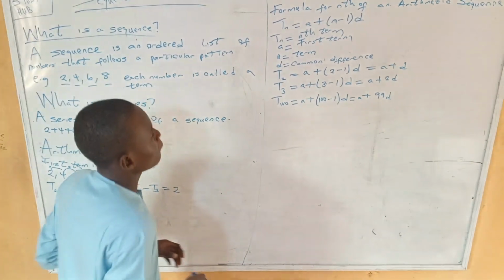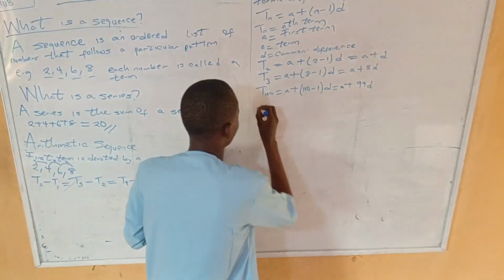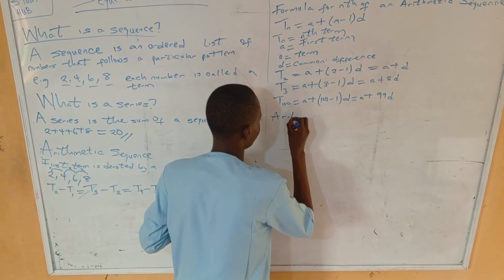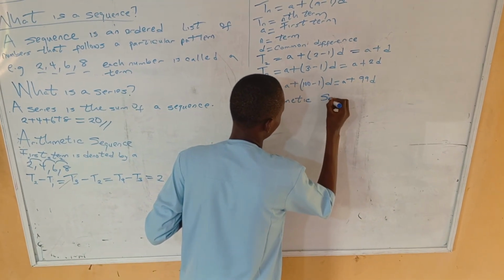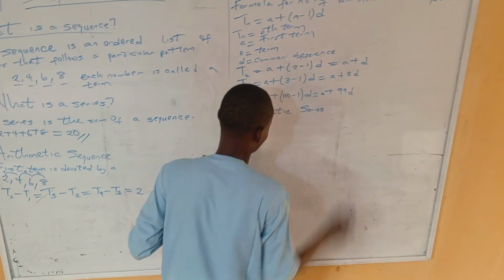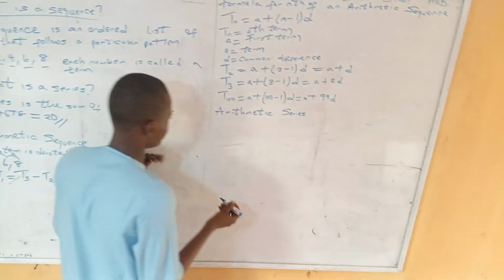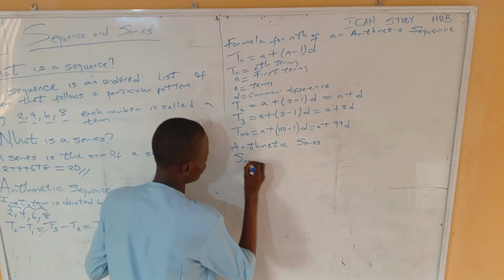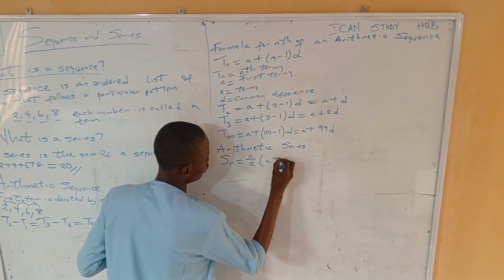So now, let's move to the arithmetic series. The formula for an arithmetic series is Sn is equal to n over 2 open bracket a plus l.